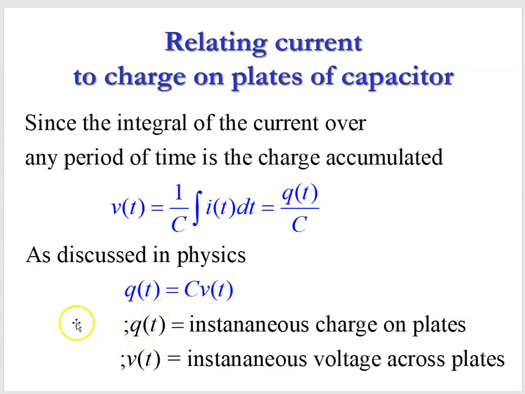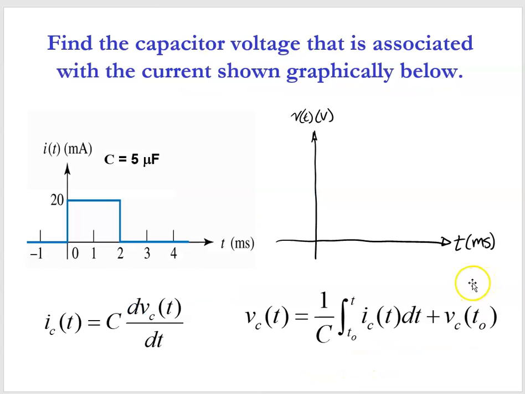We're emphasizing the fact that when we're talking about capacitors and inductors later, when things happen interestingly across the capacitor or inductor, that's when things are changing with time. So our Q of t is the instantaneous charge on the plates at that time t, and V of t is the instantaneous voltage across the plates at that time t.